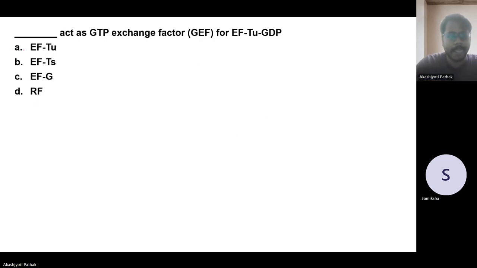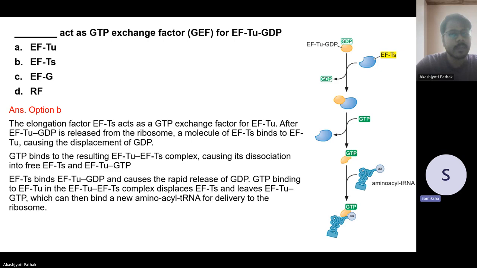Okay. This is dash, which acts as the GDP exchange factor for EF-Tu GDP. Now this is again in elongation. This protein involved is elongation factor Tu. This acts as the GDP exchange factor for EF-Tu. After EF-Tu GDP is released from the ribosome, a molecule of EF-Ts binds to EF-Tu, causing the displacement of GDP.